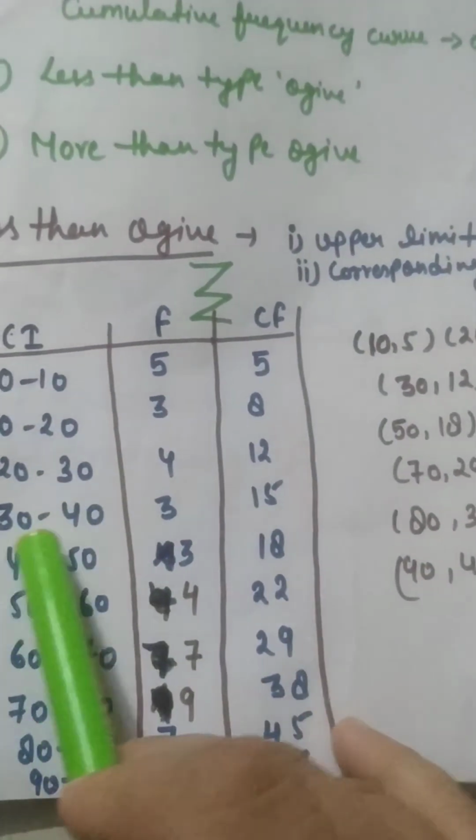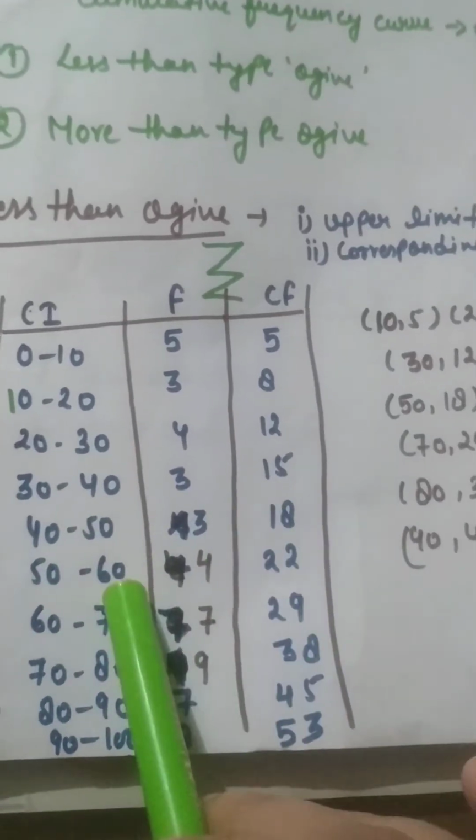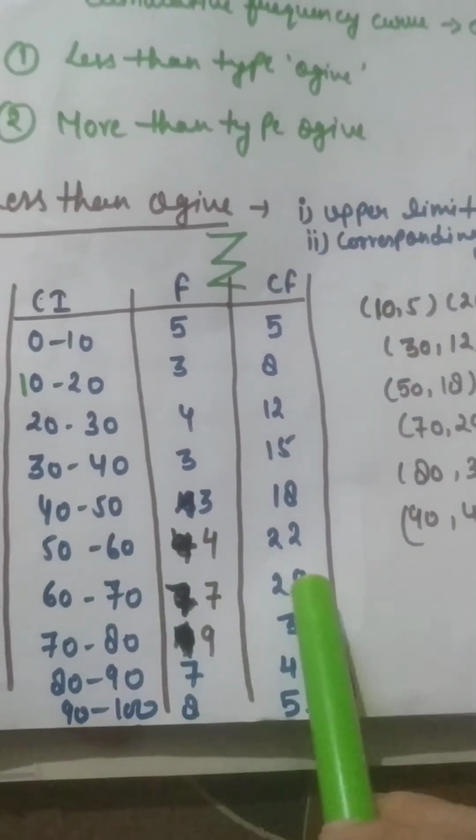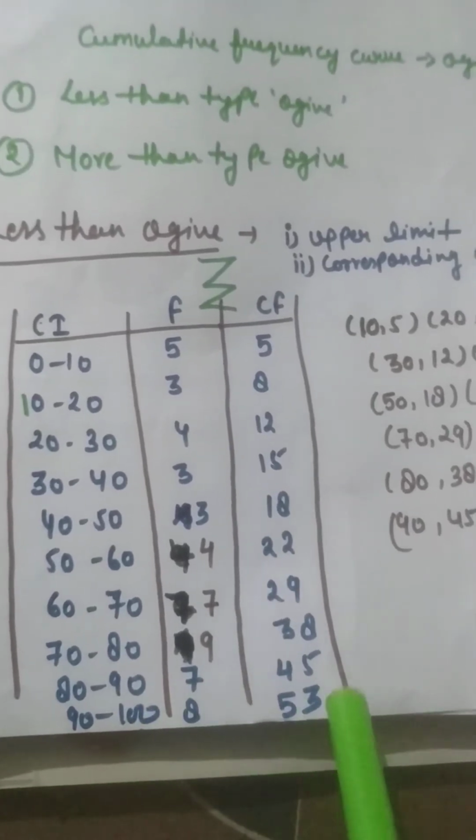In the next one, 30 to 40, the cumulative frequency is 15, so the point is 40, 15. Then 60, 22, 70, 29, 80, 38, and the last one is 100, 53.